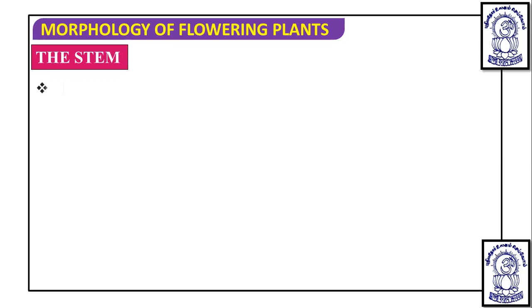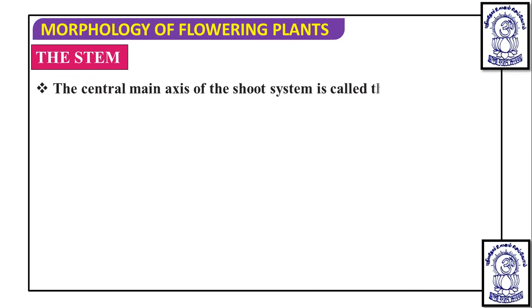When we talk about stem, it is a part of the shoot system, and in the shoot system it acts as the central main axis, because all the other parts of the shoot system are dependent on or associated with this central main axis that is known as stem.